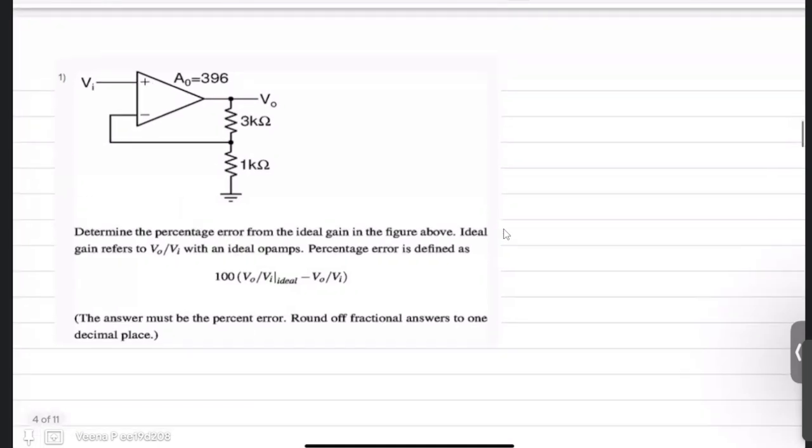So let us begin the discussion. In the given problem, determine the percentage error from the ideal gain in the figure above. Ideal gain refers to V0 by Vin with an ideal op-amp. Percentage error is defined as 100 times (V0 by Vin ideal minus V0 by Vin).